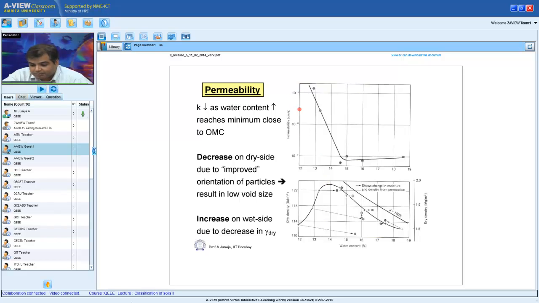The corresponding figure on the top shows the permeability. So again, you're not looking at the numbers, but what the difference shows between this horizontal line and the other horizontal line is one order of magnitude. So what we see is, as the water content increases from left to right, is the same axis drawn above.